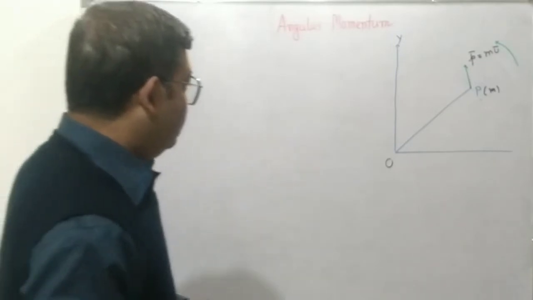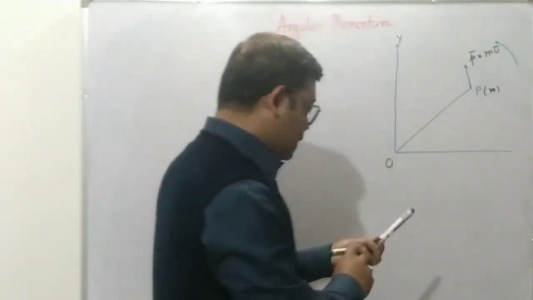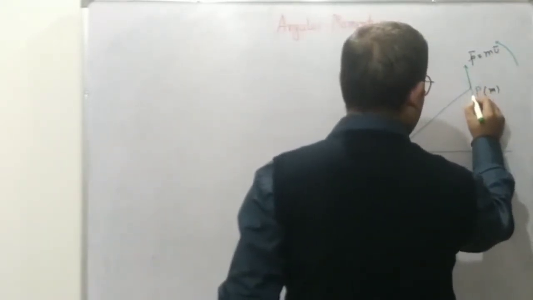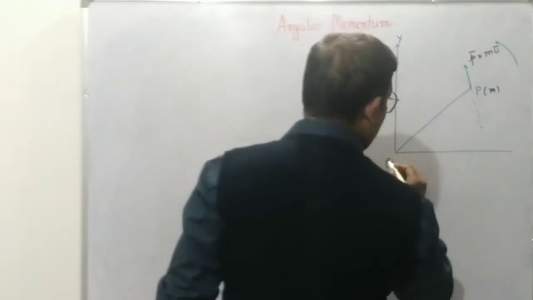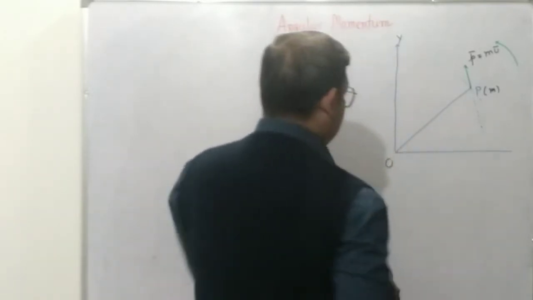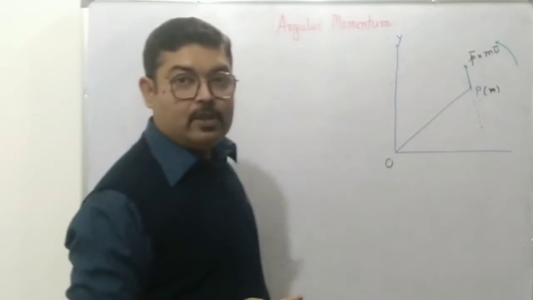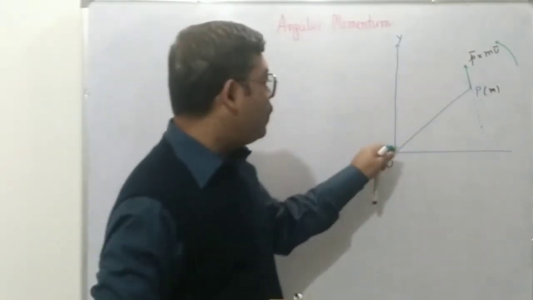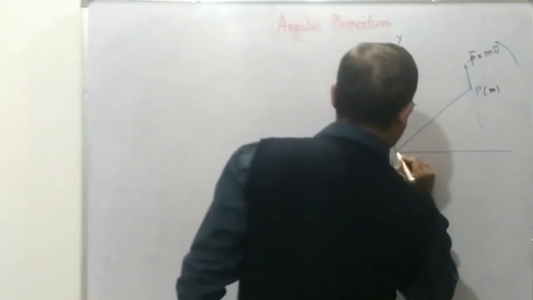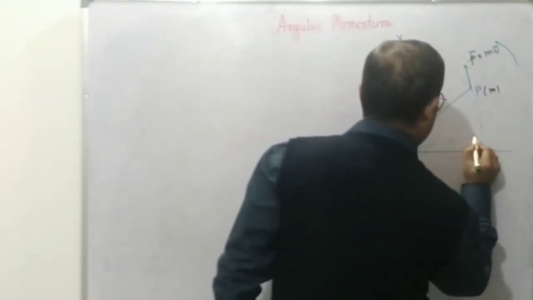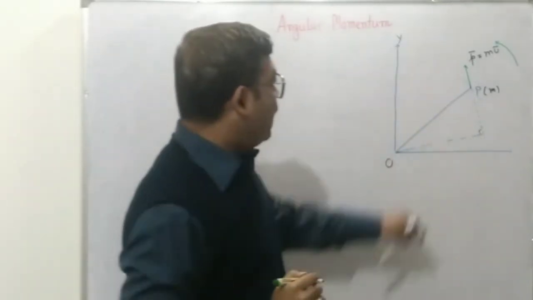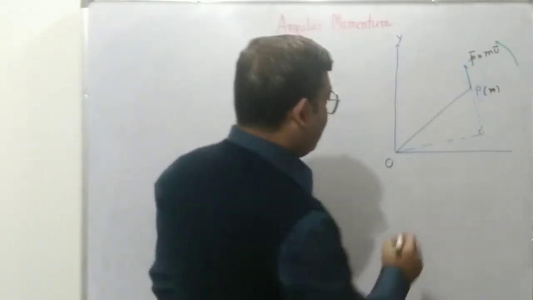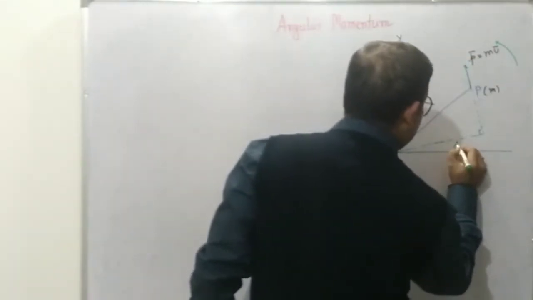Now, if we extend the momentum vector, or equivalently the velocity vector, in the backward direction, and drop a perpendicular from the origin. The origin is the point about which it is moving, so the z-axis will be our axis of rotation. So from the axis of rotation, if we drop a perpendicular to the direction of the linear momentum, or direction of velocity, let's call this length d.